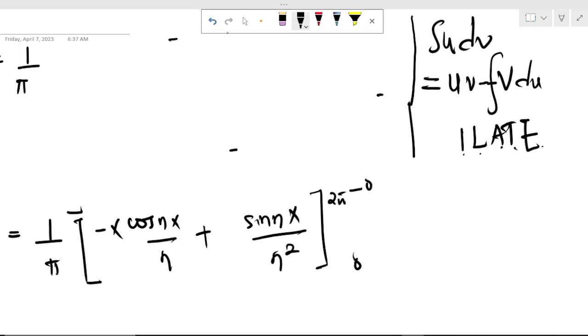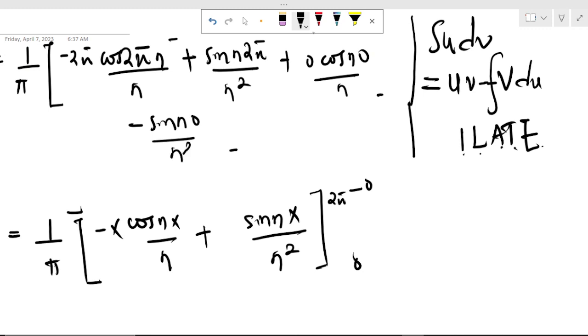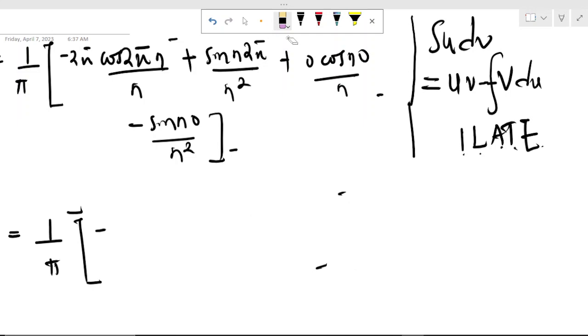So we have 1 over pi. Now minus 2 pi cos 2 pi n all over n plus sine n 2 pi over n squared, minus, no, this will be plus, but by the time you expand this, it becomes plus 0 cos n0 over n minus sine n0 over n squared. So now we have 1 over pi.